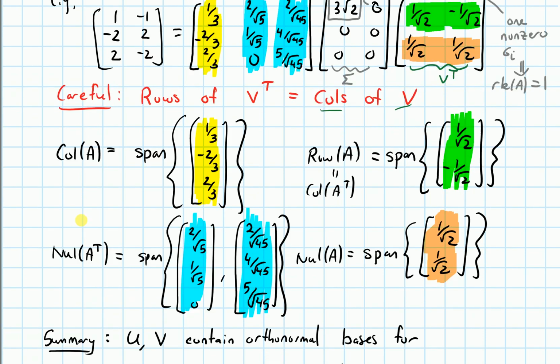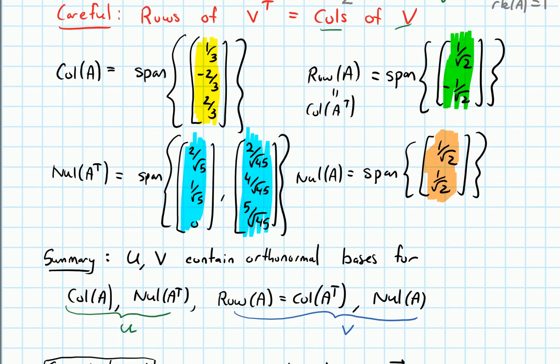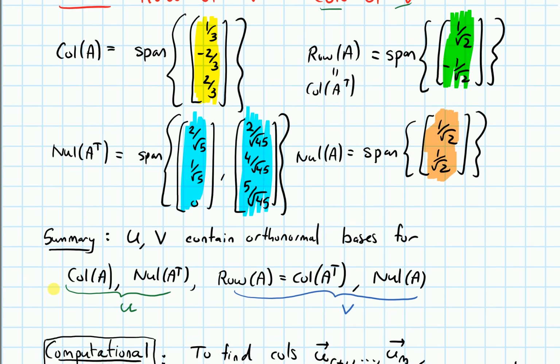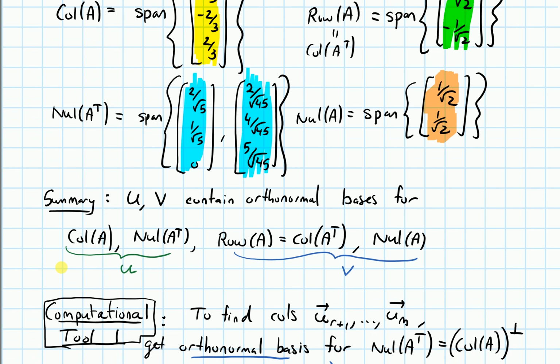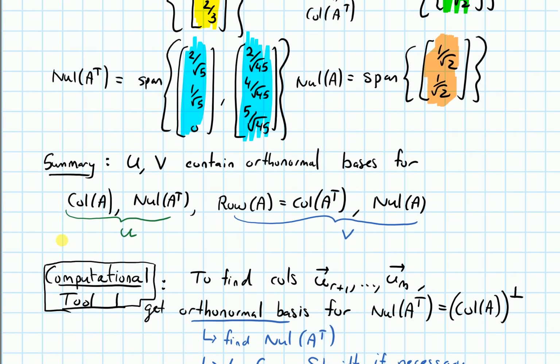So giving a summary of what we've shown now, one of the reasons why the singular value decomposition is really powerful is because it uncovers within U and V orthonormal bases for the column space of A and the null space of A transpose in the matrix U, and for the row space and the null space in the matrix V. So I want to end this video by mentioning a couple of computational tools that are useful when we find singular value decompositions.